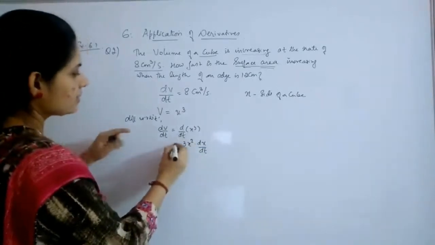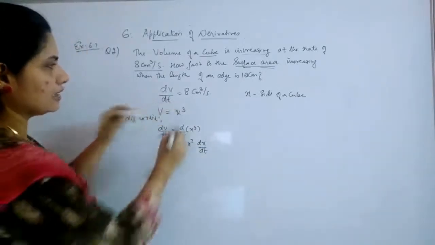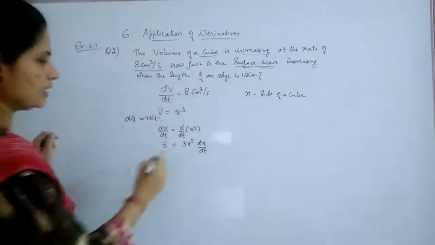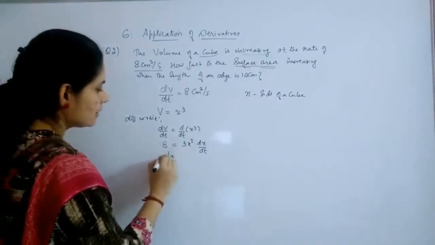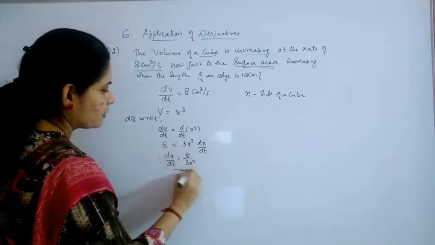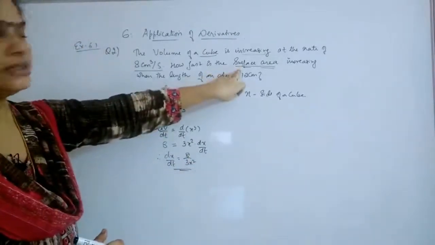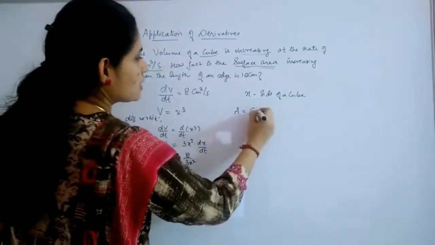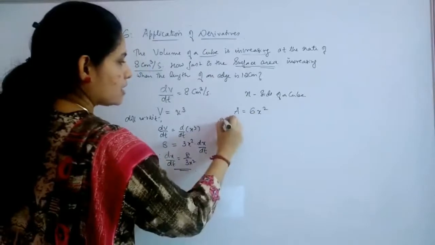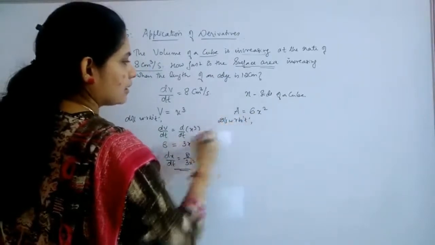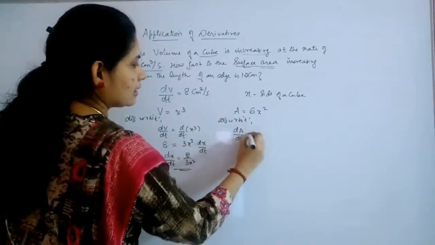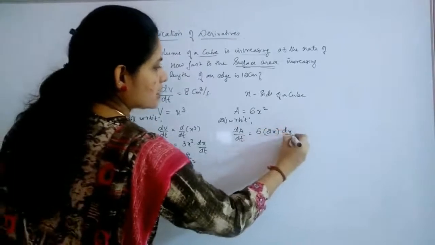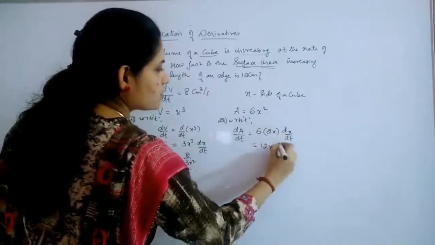Okay, now from here the value is given for your dV by dt, which is 8. So you can just substitute it. 8 is equal to 3x square into dx by dt. And what will be dx by dt? 8 by 3x square. Okay, now what we need is the rate of change of surface area. So A, what is the surface area of a cube? It is 6x square. So again we are differentiating with respect to t. So you'll get dA by dt, which is equal to 6 into derivative of x square, which is 2x, into dx by dt. So you're getting 12x into dx by dt.